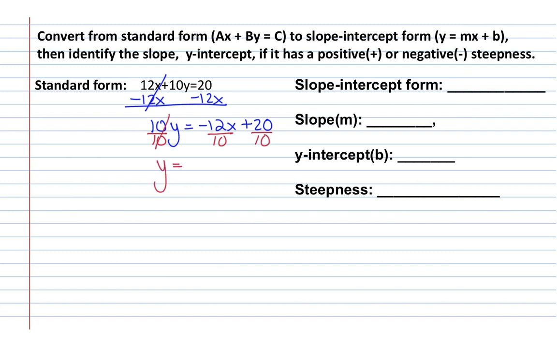So now this right here is going to reduce. We're going to keep the negative because there's only one negative. So 2 goes into negative 12 negative 6 times. 2 goes into 10 5 times. And then 10 divides into 20 2 times. So that's my equation. So my equation is y is equal to negative 6/5x plus 2, where negative 6/5 is my slope, 2 is my y-intercept, and since the slope is negative, we have a negative steepness.